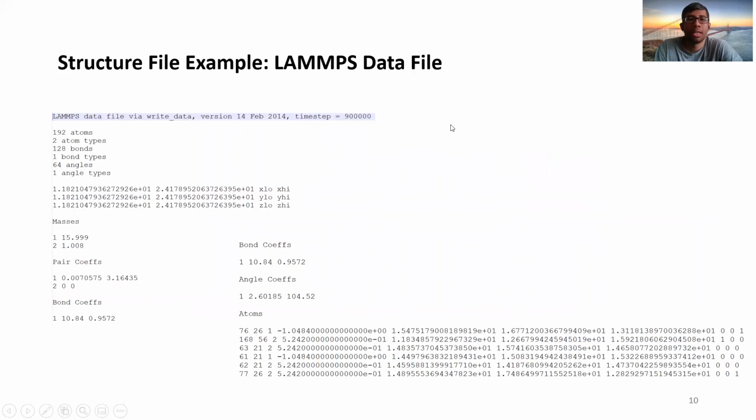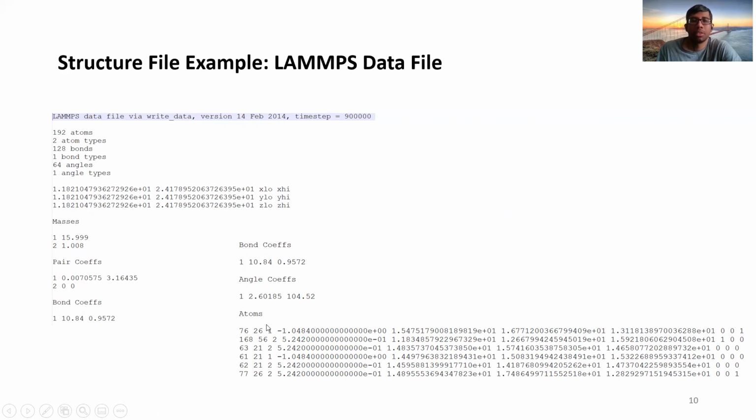And if it comes to a LAMMPS data file, it also has a similar type of information. For example, it will start with how many atoms, bonds, and angles there are, how many types of these there are, and what the box size is in terms of X, Y, and Z coordinates. It will show you the box size in angstrom or whatever unit you have used. What masses are there? You can see that there are 16 and 1, that is oxygen and hydrogen. There will be pair coefficients, bond coefficients and angle coefficients.